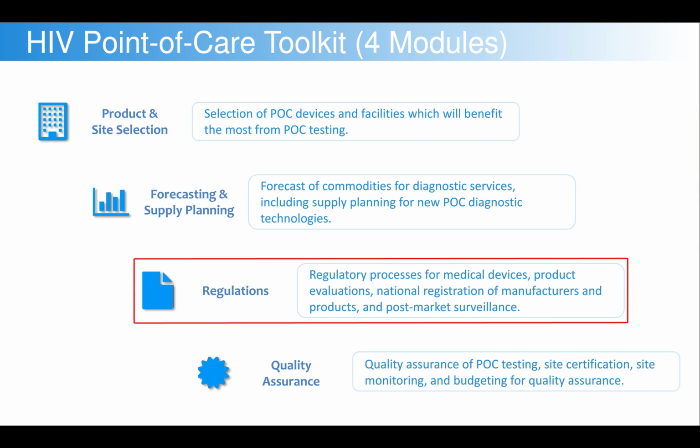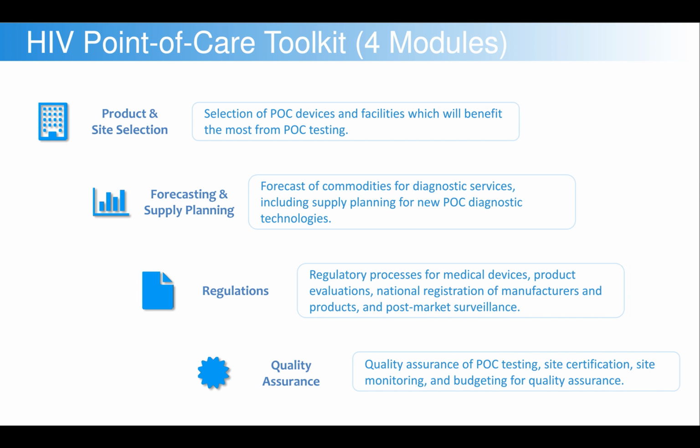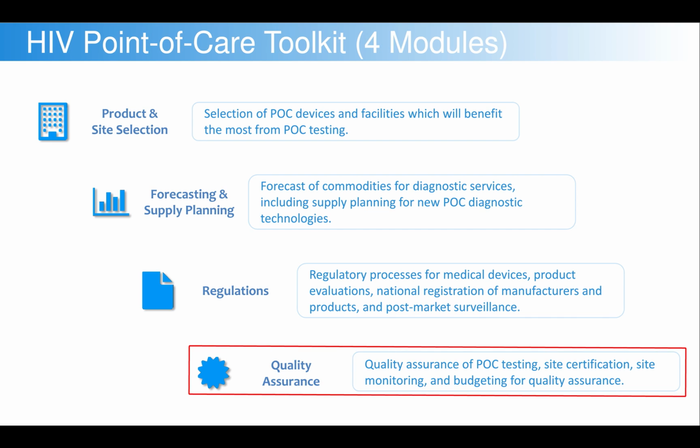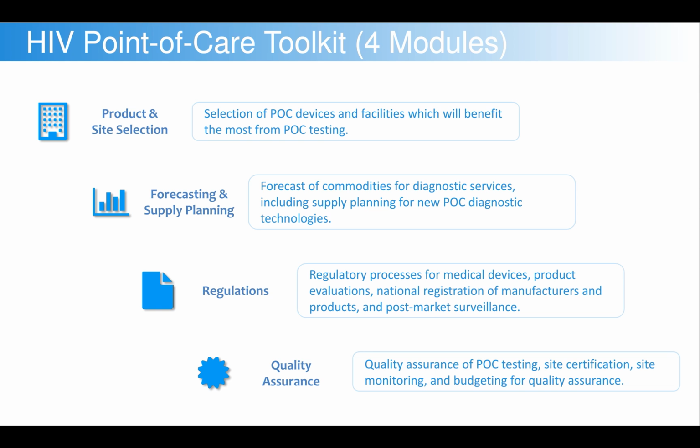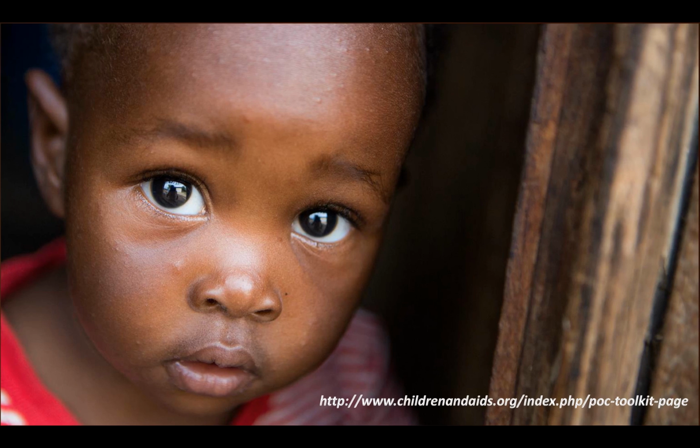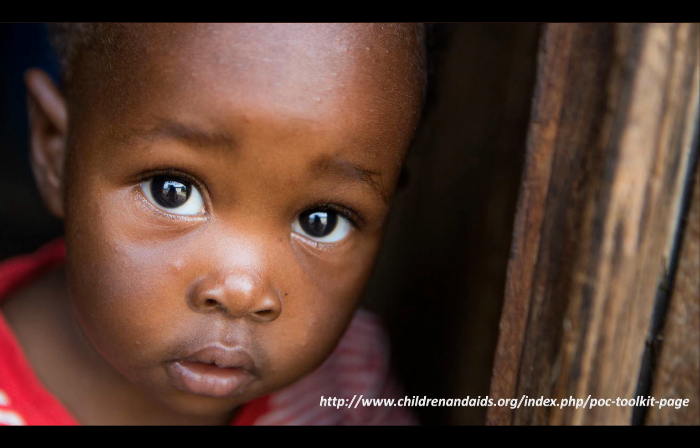Regulations. It includes information about regulatory processes and frameworks for medical devices, product evaluations, national registration of manufacturers and products, and post-market surveillance. Quality assurance, which includes topics such as quality assurance of point-of-care testing, site certification and monitoring, and budgeting for quality assurance. The Point-of-Care Toolkit is available in English, and the associated guidance document is available in both English and French.